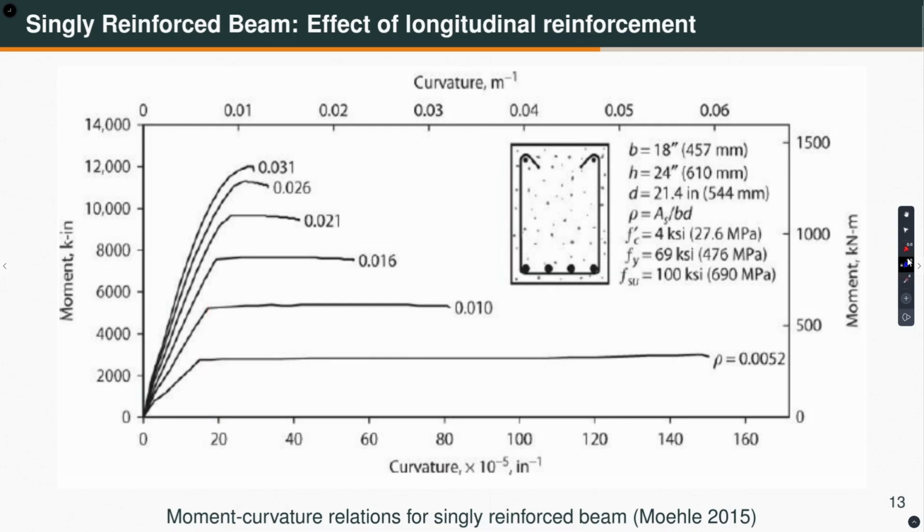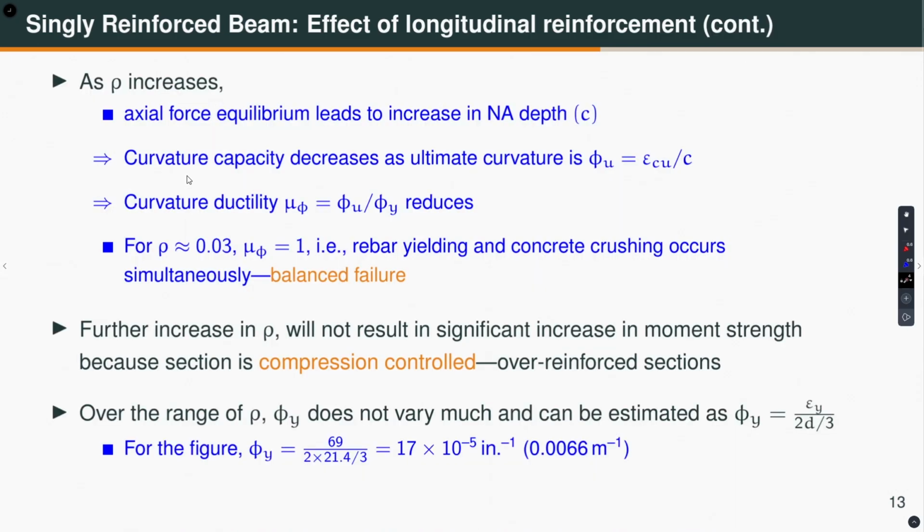So, if I draw a vertical straight line through this, what you notice is that the yield curvature, as you keep on increasing the percentage of steel, is not varying too much. It is varying, but the change is not significant. And you can calculate the yield curvature using an empirical equation like that. What is it? Well, let me explain to you.